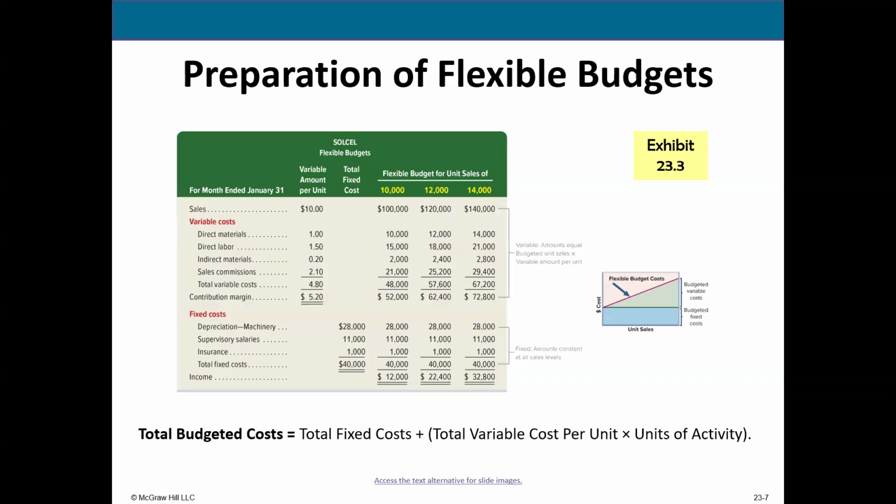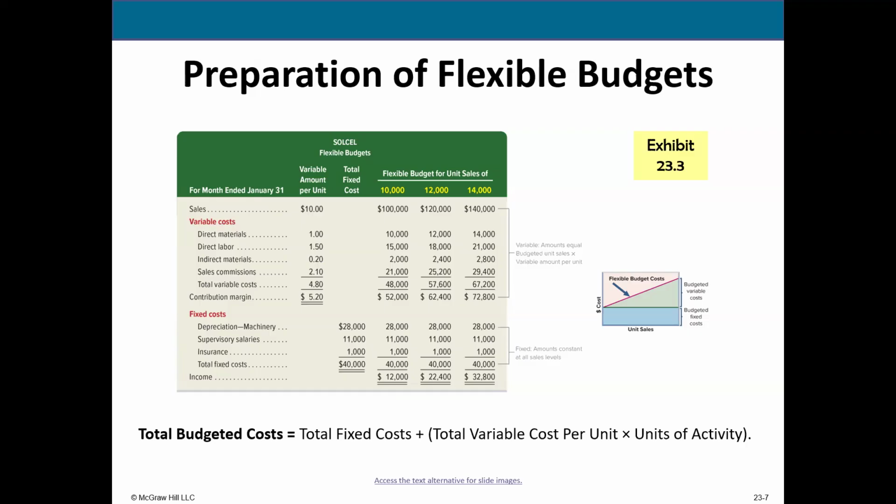So here we have what that flexible budget looks like, and we prepare these in a couple of different steps. The first step is we identify the different levels of activity. Okay, and it's based off of the number of units we expect to produce and sell. So in this example, 10,000 units, 12,000 units, or 14,000 units are my different levels of activity. Low, medium, high is another way to think about this. So the first thing we do is identify the levels of activity.